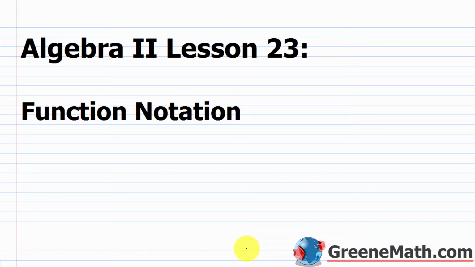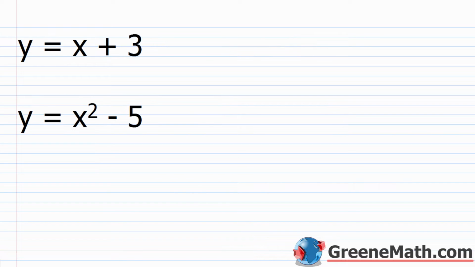In this video, we're going to learn about function notation. All right, so we're going to start out by looking at two brief examples here. We have y equals x plus 3, and we have y equals x squared minus 5. So at this point, we know that these two relations are functions. I input something in for x, I get a unique output for y.